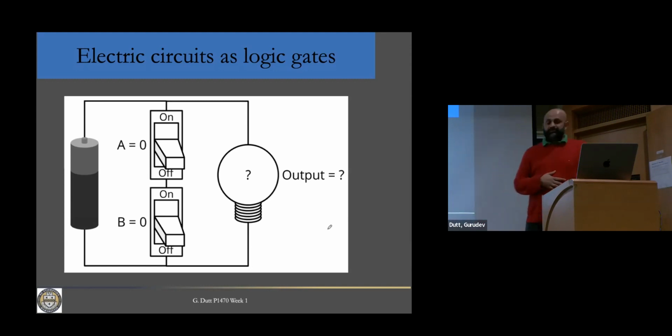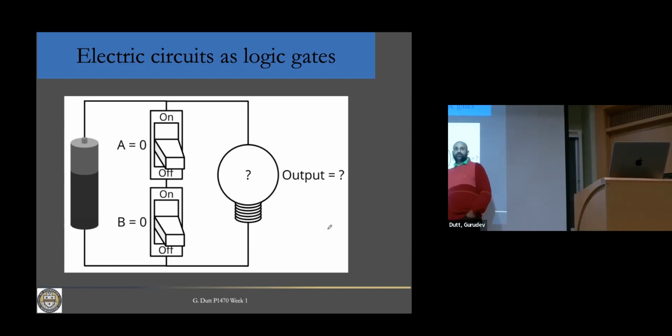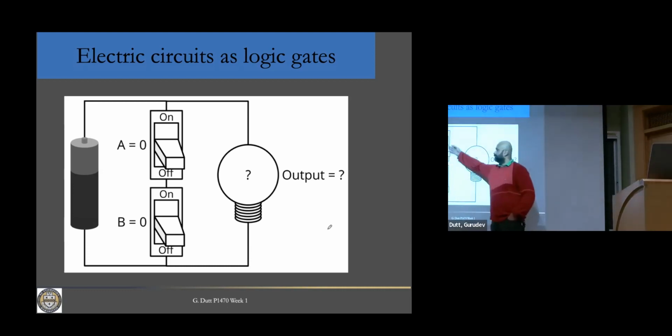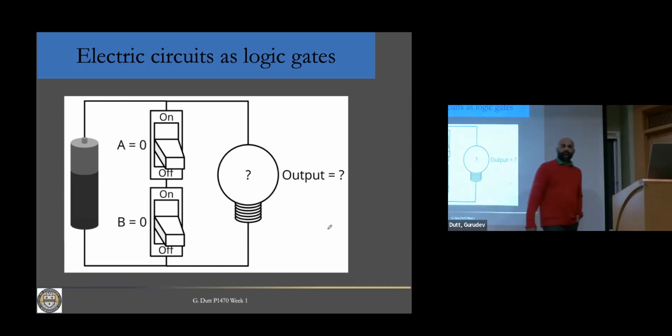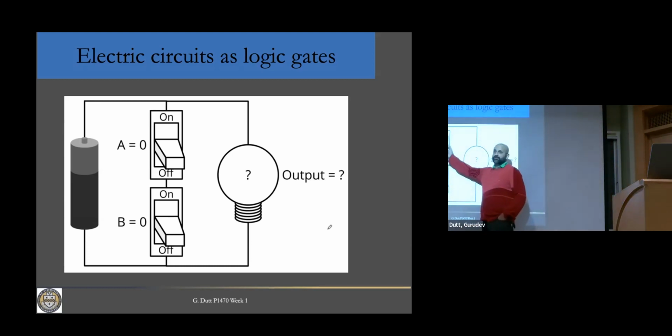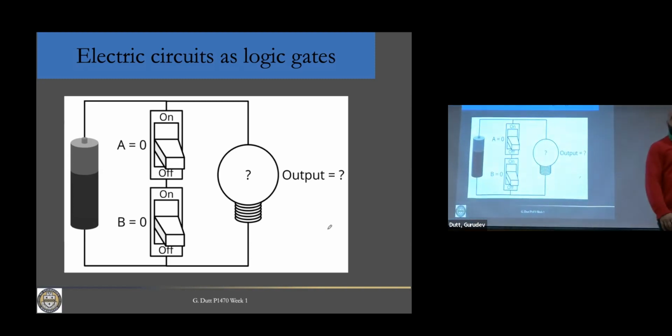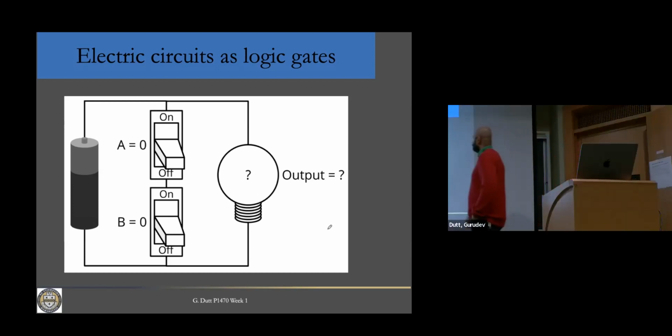Output is high. Similarly, if any one of the switches is on, it doesn't matter. This branch is still off. There's no current through it, so the output will be high. So it's high when either A or B are zero or both are zero. And then it's low when both are switched on, because when both are one, the current will flow entirely through the path of least resistance, which is those two switches, and therefore there will be no output voltage across the bulb.